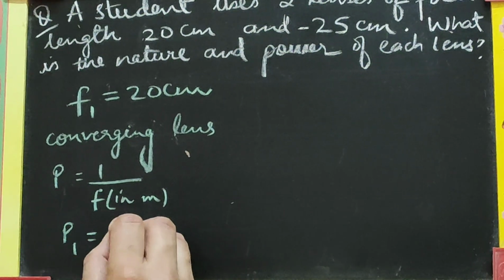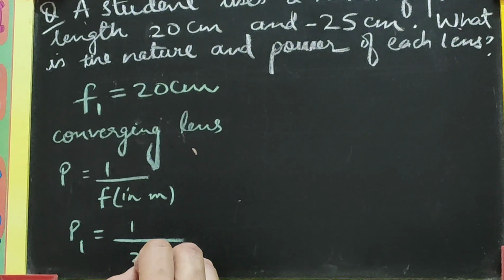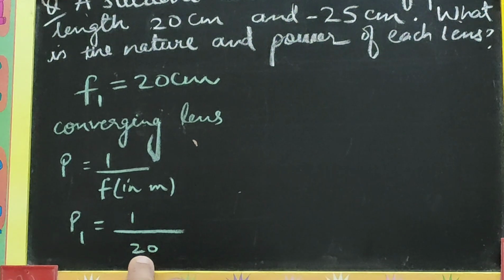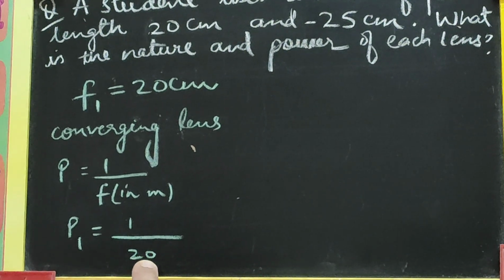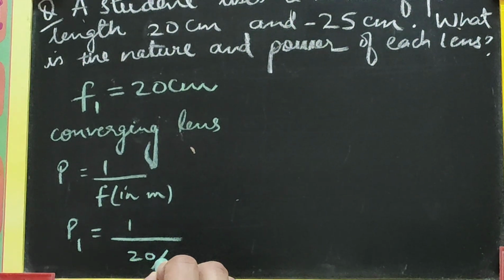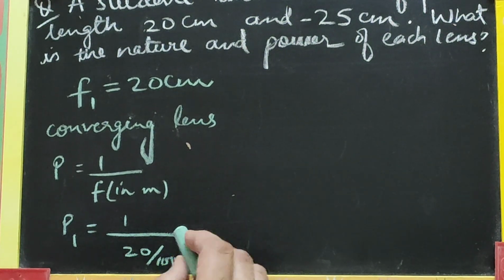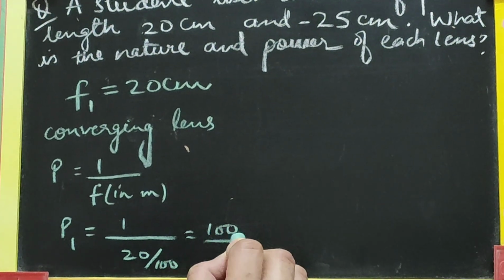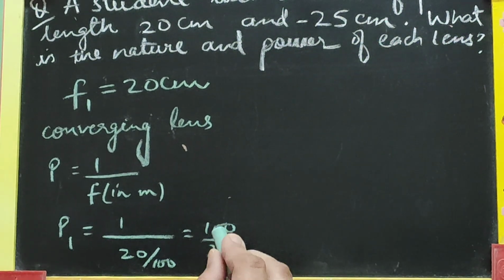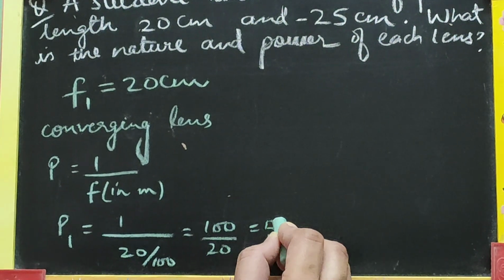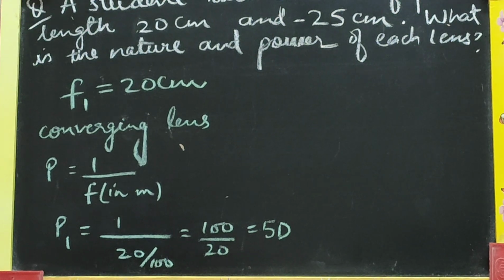So power of this lens would be, putting the value. Now remember, this is in centimeter. When I convert it into meters, I will divide it by 100. So this will become 100 upon 20, or I can simply write it as 5 diopters.